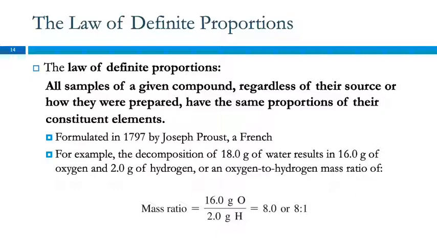The law of definite proportions says that that proportion is true for all samples of water, regardless of where you got it, from the King's River, from the Nile River, from the outer atmosphere, whether you created it in the lab. It's always an 8 to 1 mass ratio of oxygen to hydrogen.